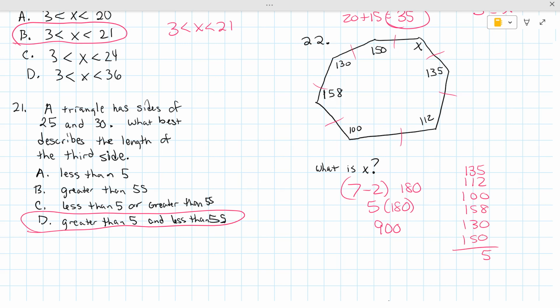We add them up, we get 5, carry the 1, we get 5 and 5 make 10, and that makes 18, carry the 1. 1, 2, 3, 4, 5, 6, 7. 785 degrees is what the other ones add up to. If we subtract, we get 115. That's a 115 degree angle.